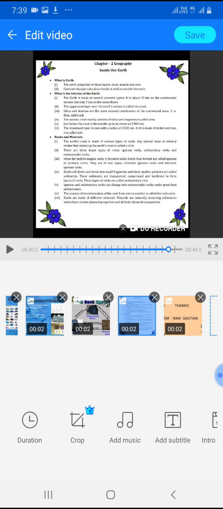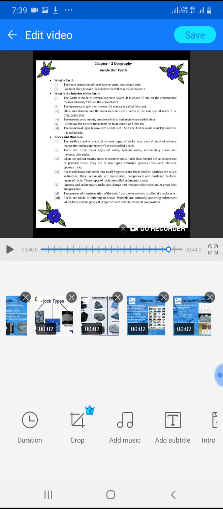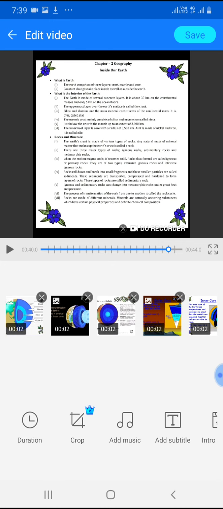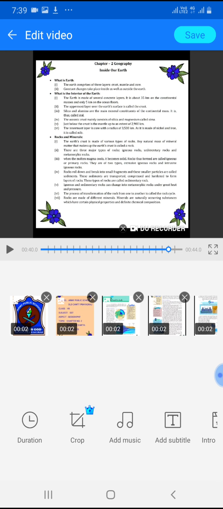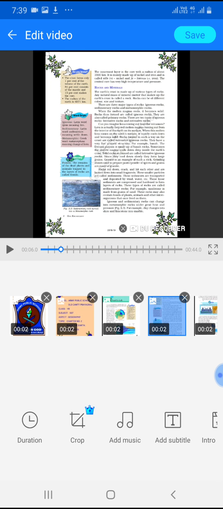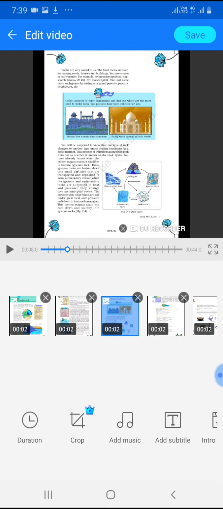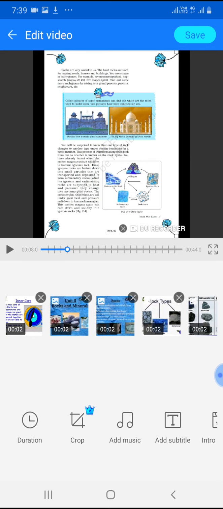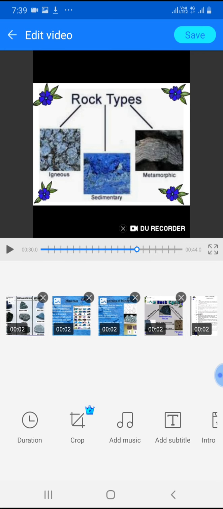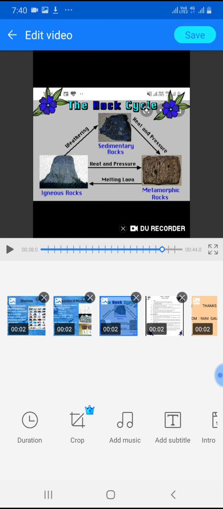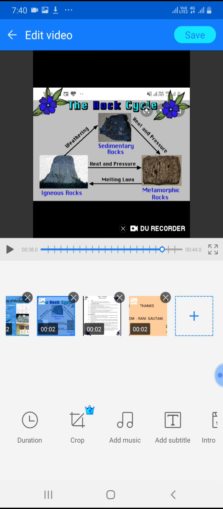So here I will end by recapitulating what we have learned today. Today we have learned about the interior of the earth, the different layers of the earth, and rocks and minerals, the different types of rocks as well as the rock cycle. These are the different types of rocks and the rock cycle. I hope you understand.